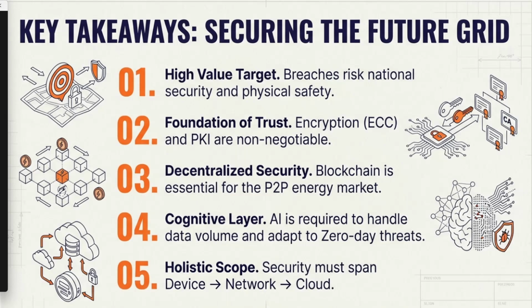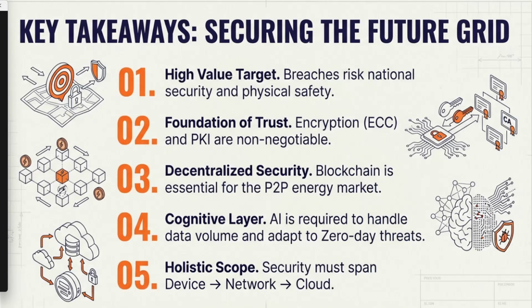In the end, whatever we spoke about today, what are the key takeaways? Securing the future grid. One is that it is a high-value target: the breach risk, national security, and physical safety. We are moving towards the digital world, and when a breach happens, it is a national threat. Somebody can do more damage to the system and to the economy.